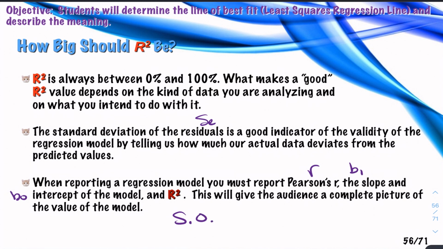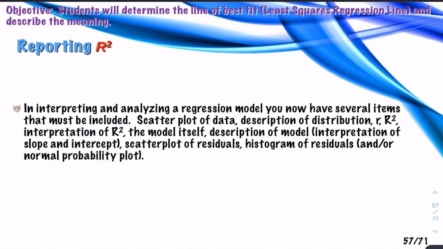So we are doing SODS plus R plus the slope and interpret, our y-intercept and interpret, and R squared and interpret that. In interpreting and analyzing a regression model, you now have several items that must be included: a scatter plot of data, our description of our distribution, R and R squared, our interpretation of R squared, the model itself, a description of the model, which means interpretation of the slope and intercept, a scatter plot of the residuals, and a histogram of residuals or a normal probability plot.